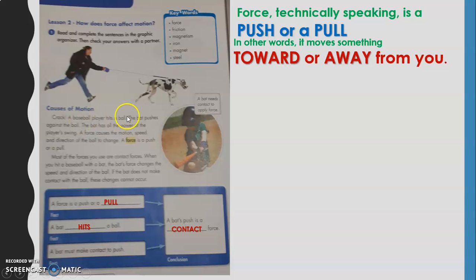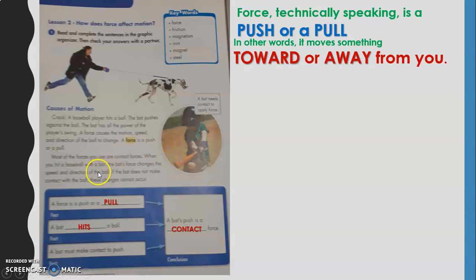We talked about the causes of motion, like when we talked about a baseball player hitting the ball. The bat pushes against the ball. The bat has all the power of the player's swing. Because of the intensity of the usage of the bat, then we talked about force. Force is a push or a pull. Most of the forces you use are contact forces. Most of our everyday actions when it comes to forces are contact forces.